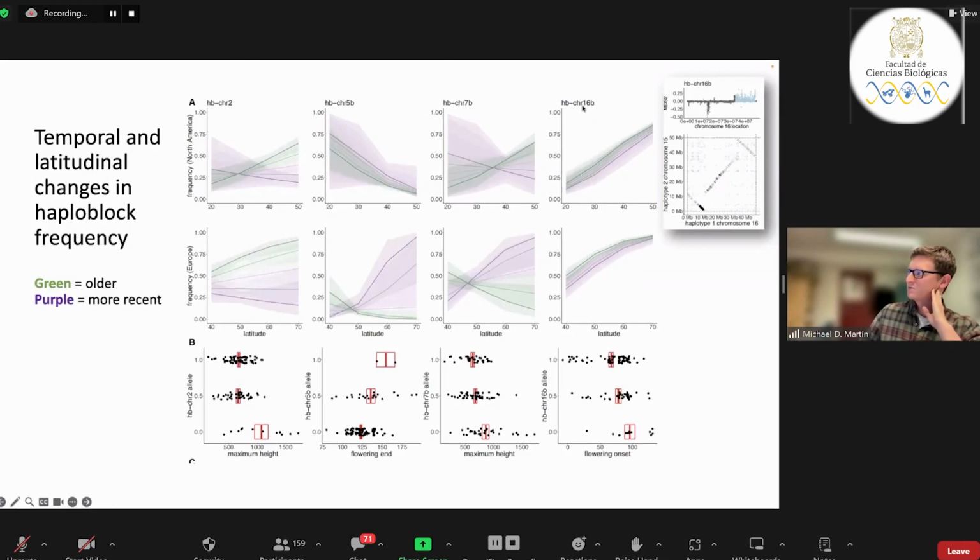This one here, called chromosome 16B, is shown here. It's basically a huge piece of chromosome 16. I believe it's this one here. And you can see it's changing over time. And what we found was that the frequency of these chromosomal inversions was highly correlated, in these 4 cases at least, with these phenotypic characters like the height of the plants in that population, or the flowering time.